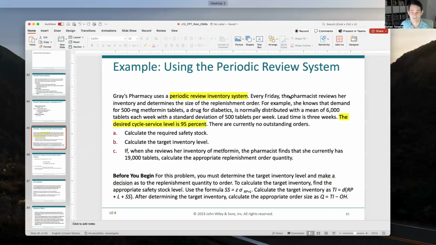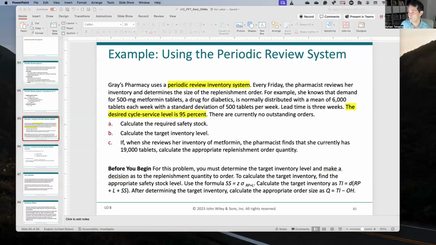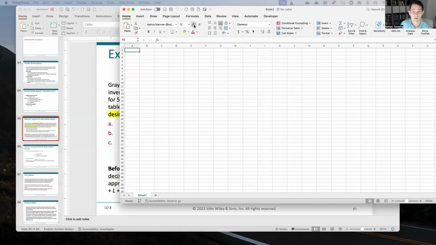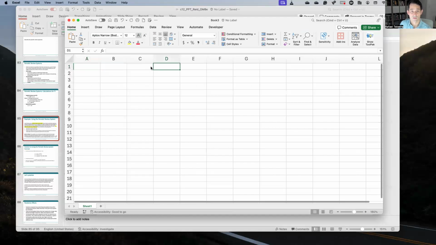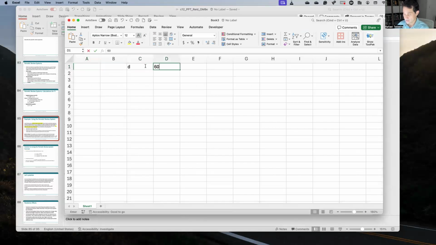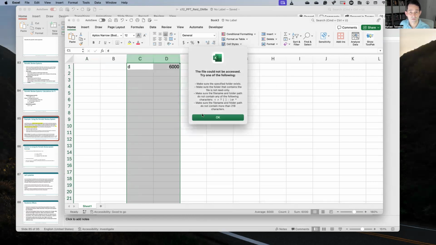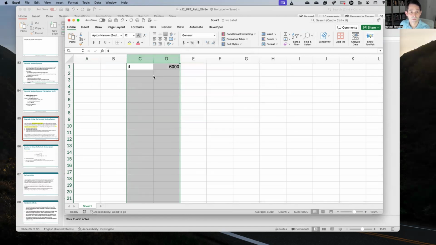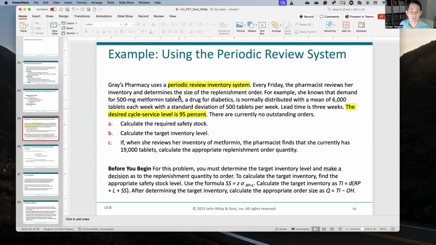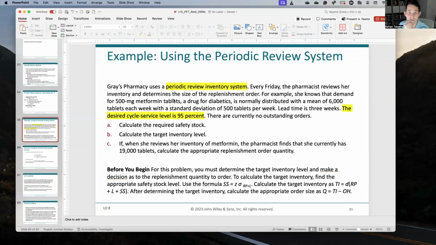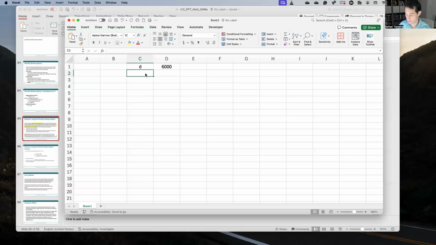So let's start taking notes. Where is my Excel file? I forgot to create one, so let's create it very quickly. All right. So my average demand is 6,000, with a standard deviation of 500. So my sigma is 500.